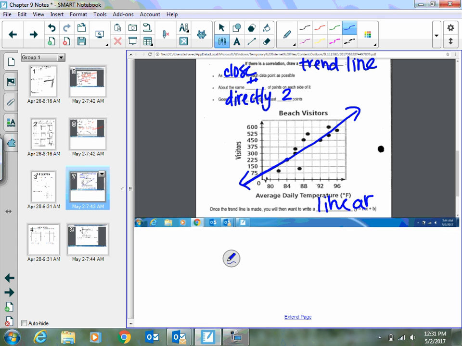Once your trend line is made, you'll be able to write a linear equation. Now, remember the 2 things. Put the ruler down. That's obnoxious. Remember the 2 things you have to have to write a linear equation: you have to have slope and a y-intercept. You have to have those 2 things. So you're going to do the same thing. You're going to pick 2 points.